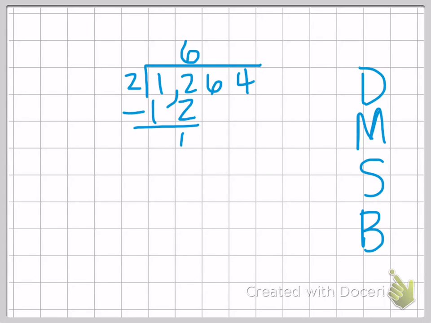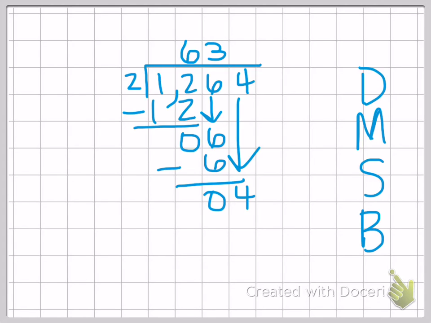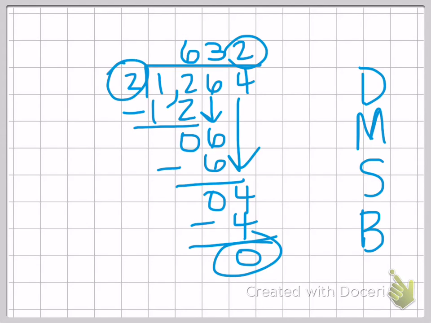Then subtract. Then bring down the next digit. 6 divided by 2. 6 divided by 2 is 3. 3 times 2 is 6. Subtract. 6 minus 6 is 0. Bring down the next digit, which is 4. Now I'm going to do 4 divided by 2, which is 2. Then I multiply 2 times 2, which is 4. Subtract. No more digits to bring down, and no remainder here. So again, I got the same quotient, 632.